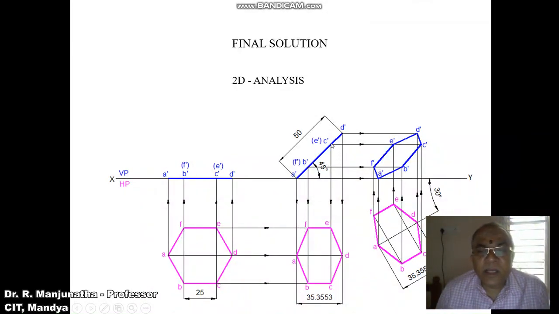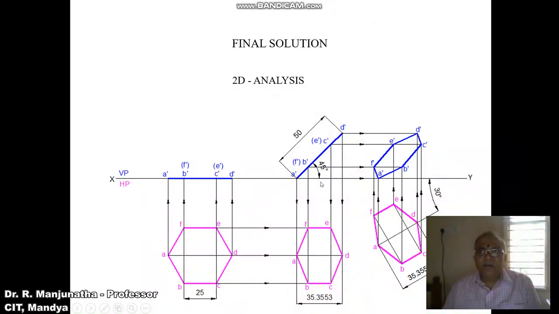Similarly, draw a vertical projector from C dash and E dash, and a horizontal projector from C and E. Both these two points will intersect at this point and also at this point, and you mark these points as C and E. Then join A to B, B to C, C to D, D to E, E to F and F to A with a dark line. So as the surface becomes inclined to HP at 45 degrees, since the diagonal is on that surface, obviously that diagonal will also be inclined at 45 degrees to HP.